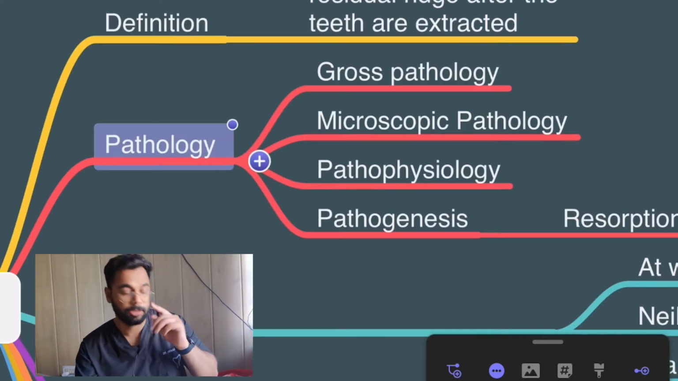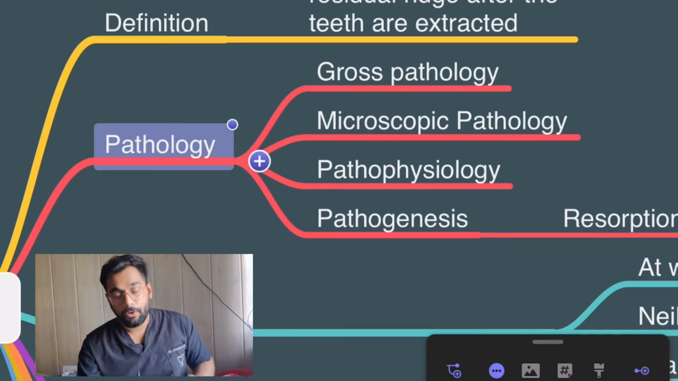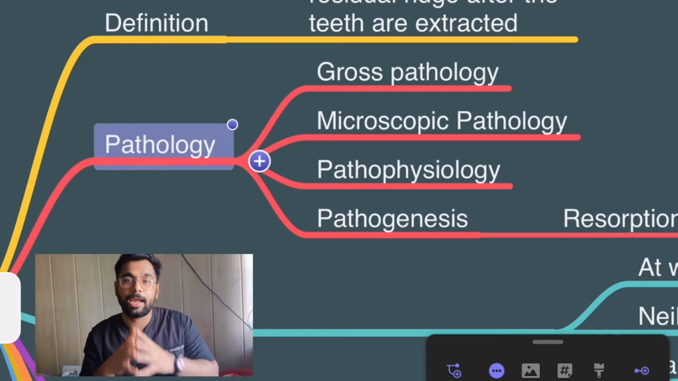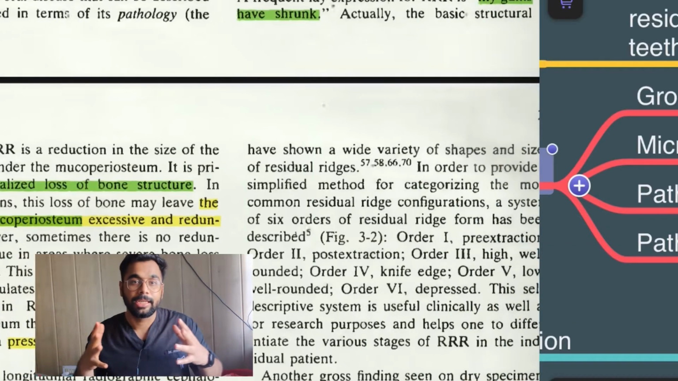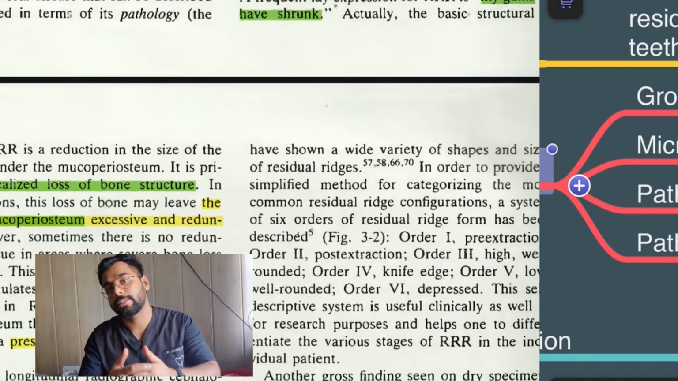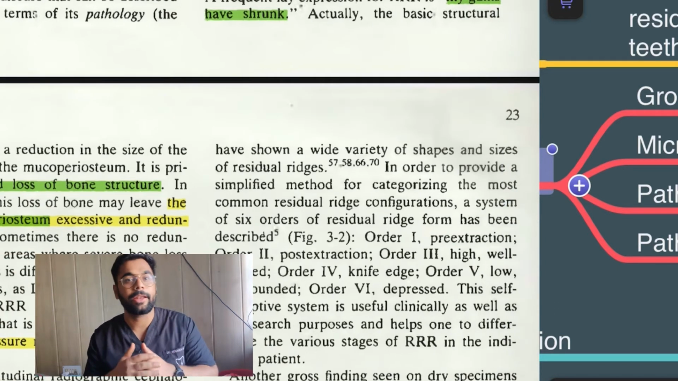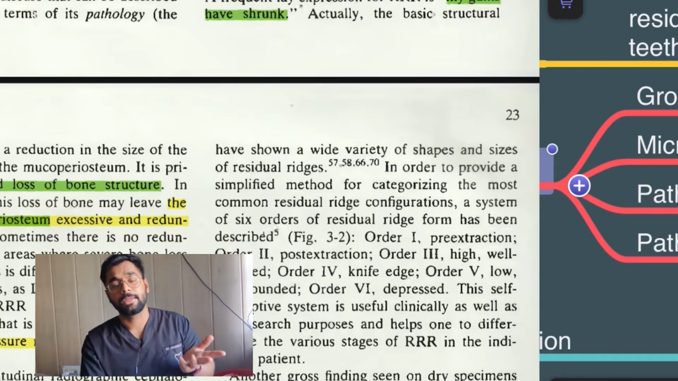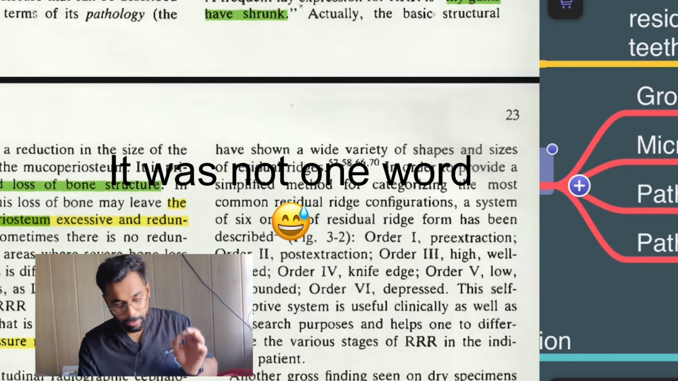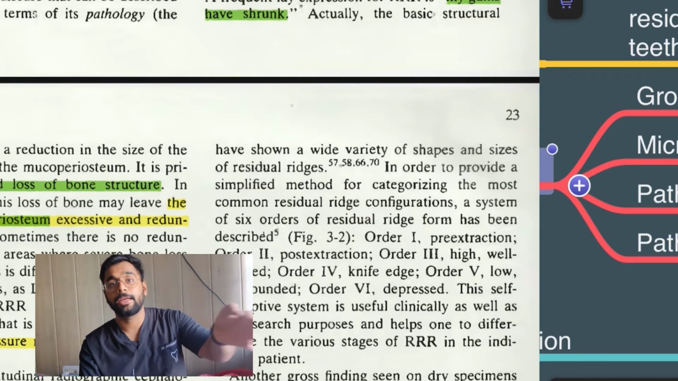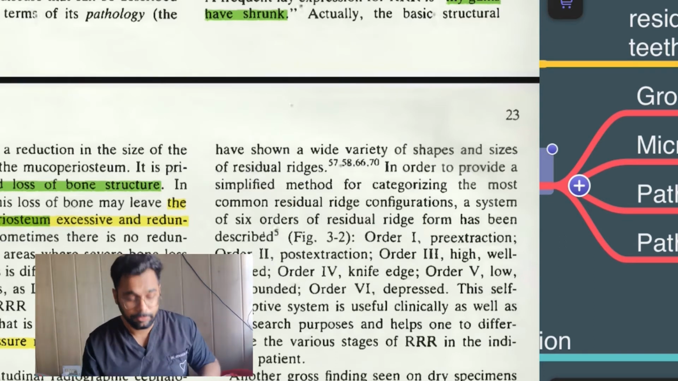Coming to gross pathology. What is gross pathology? In short, what you see through your naked eyes, without touching, without sensing, without any legitimate diagnosis methods like biopsy or anything. What you see through your naked eyes, or what does the patient see through their naked eyes? What will the patient complain? One word: my gums have shrunk. What will they say? My gums have shrunk. This is what they'll say.